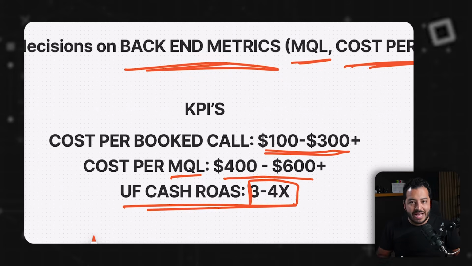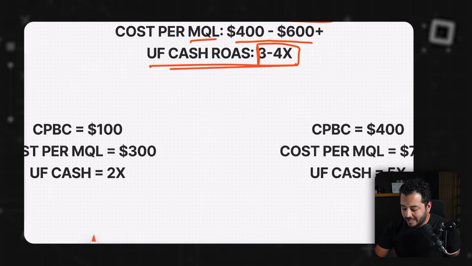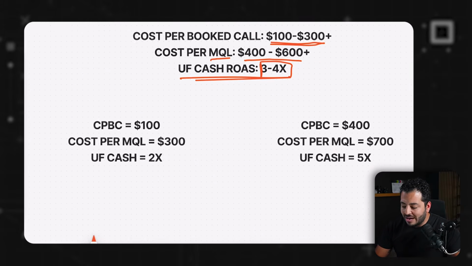spending? Let's say we're spending $1,000. We're not, but if we're spending $1,000, from that campaign specifically, we want to be making $3,000 to $4,000 back from that specific ad creative, from that specific campaign. So again, general KPIs to look at. And I want to show you why this is important from an overall business growth standpoint. So let's just say we have these two examples here.